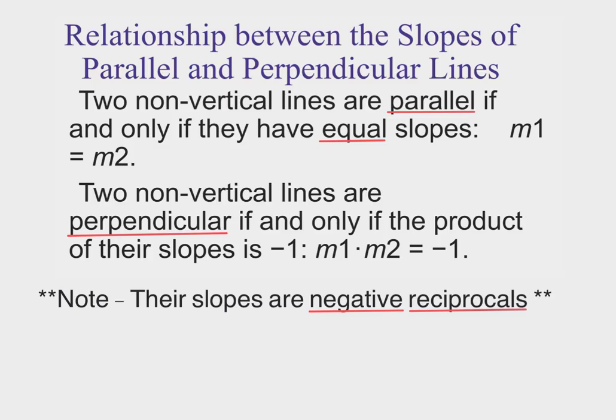Two non-vertical lines are perpendicular if and only if the product of their slopes is -1. So when you multiply their slopes, you get -1. Another way to say this is that they are negative reciprocals of each other. Anytime you multiply a number and its negative reciprocal, you will get -1. So that is why we like to also refer to it as negative reciprocals, because when you multiply those slopes, you will get -1. It's a quick way to check to see whether or not you have parallel or perpendicular lines.